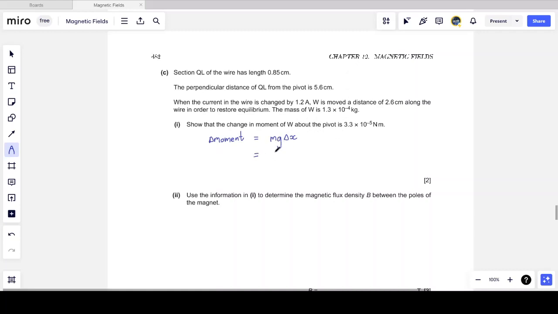And so I can just use the values as given, 1.3 times 10 to the minus 4 kg times 9.81, which is g. I can go to my data sheet if I'm confused about that, times 2.6 centimeters, which is 0.026 meters. Again, you can write this as 2.6 times 10 to the minus 2 if you are uncertain of the decimal points. What you get is that the moment changes by 3.3 times 10 to the minus 5 Newton meters.